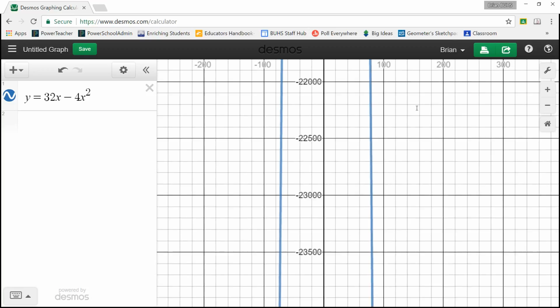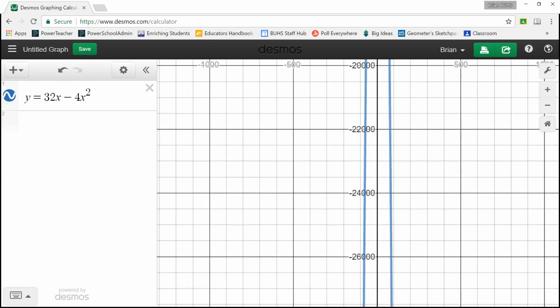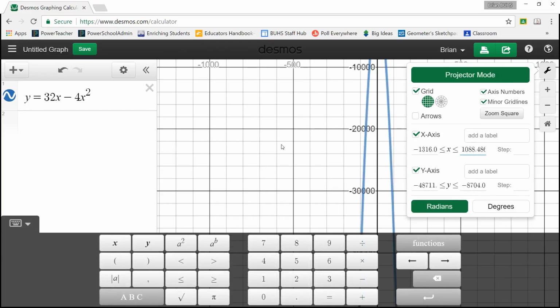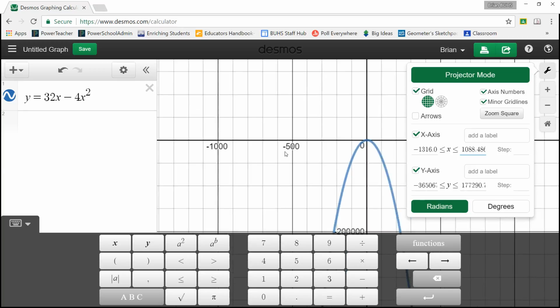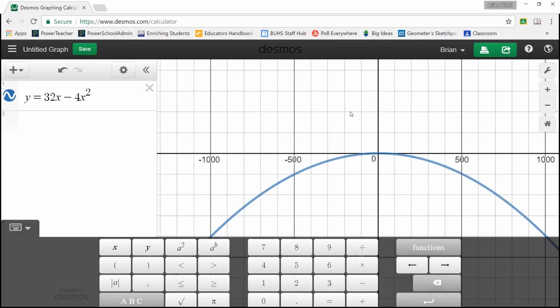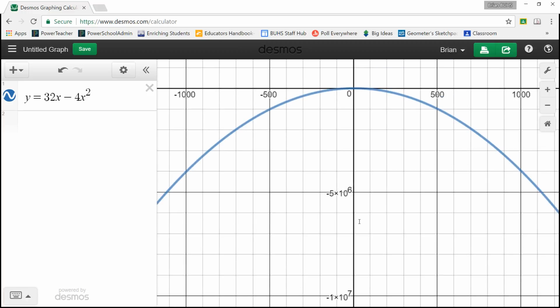A million. Yeah, it'll reach a million. And actually, if I click on this, I could even smoosh the graph. And yeah, this thing just gets super steep. Yeah, crazy. So that's what that graph would look like.